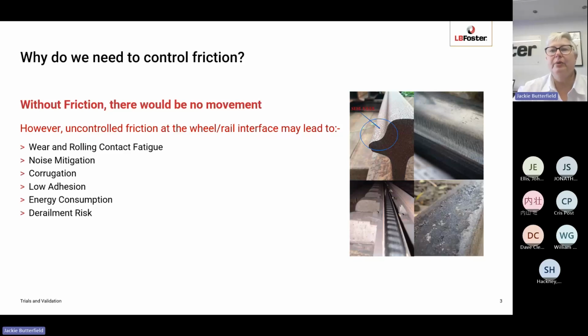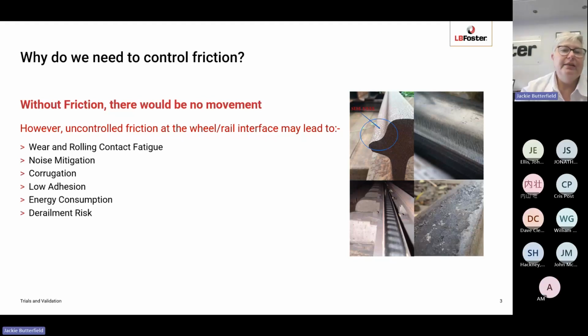So let's go right back to where we started at the beginning of this webinar series and ask why we need to control friction. So we need friction to be present in the wheel rail interface to be able to allow acceleration and braking to occur. However, we need to control that level of friction. Otherwise, it can lead to a number of issues and damage mechanisms to both the wheels and the rail.